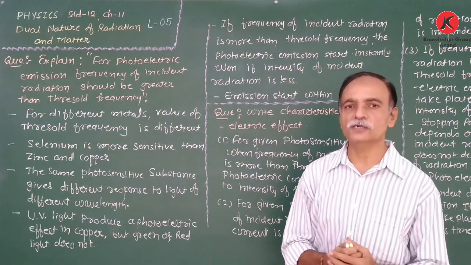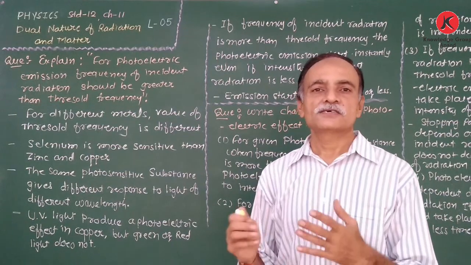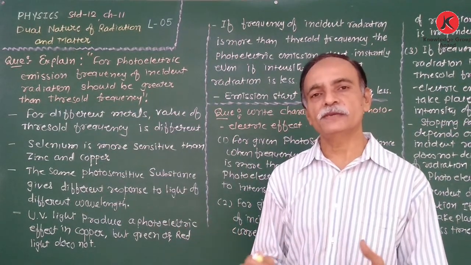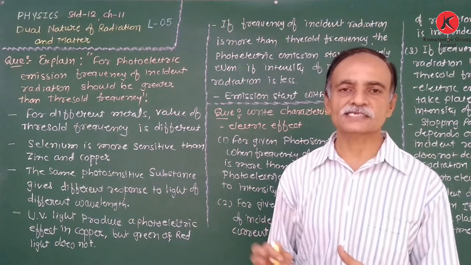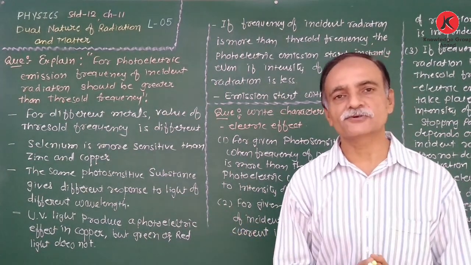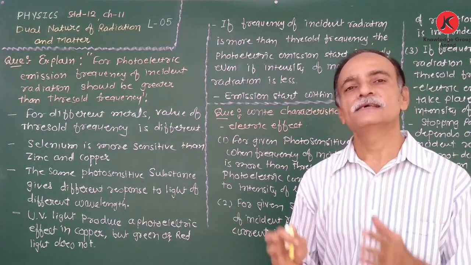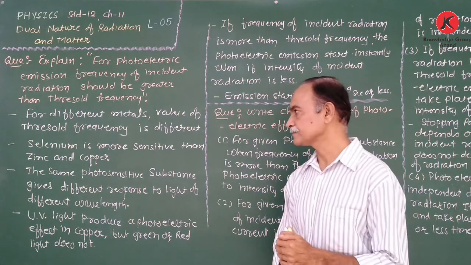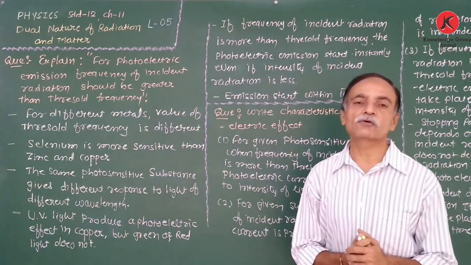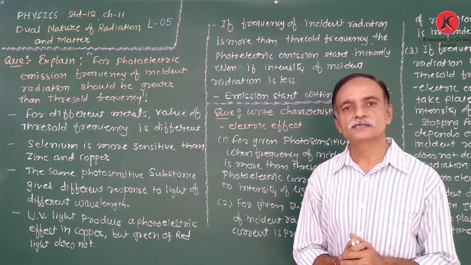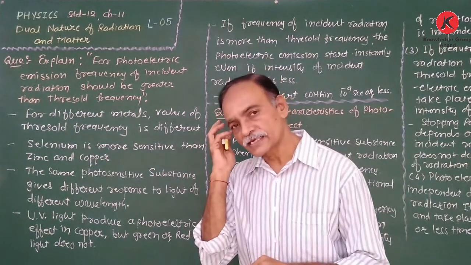Already we discussed alkali metals, cesium, potassium and rubidium, while for magnesium, we also discussed that ultraviolet light is used to produce the photoelectric effect. Okay. So here selenium is more sensitive than zinc and copper. So it is a more sensitive surface for producing photoelectric emission.